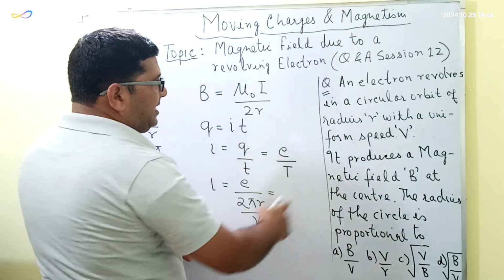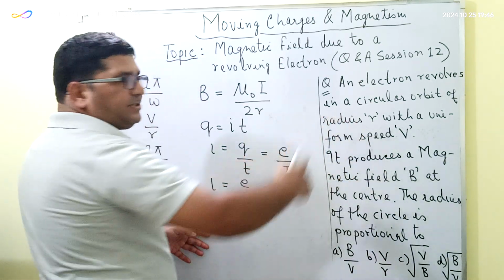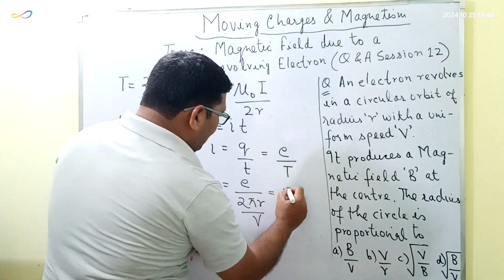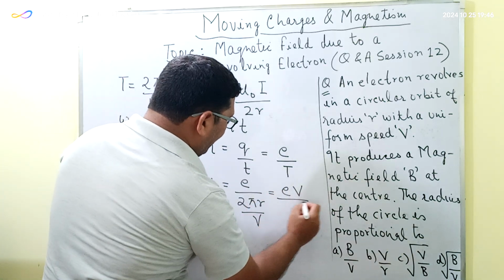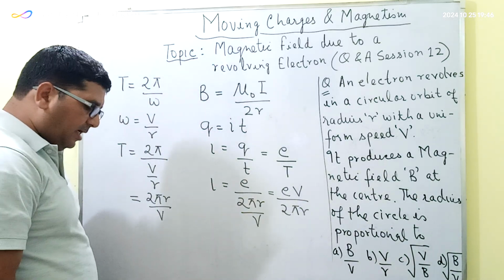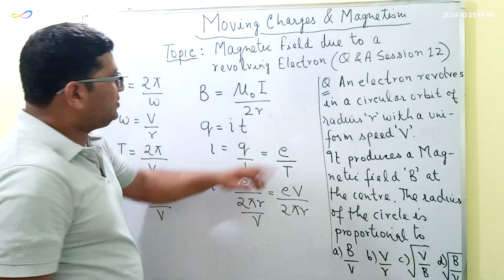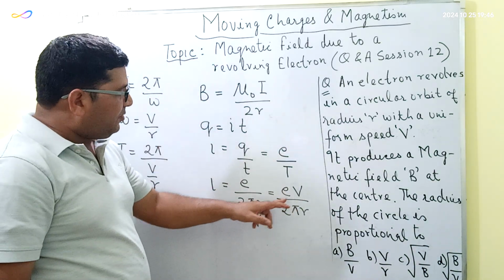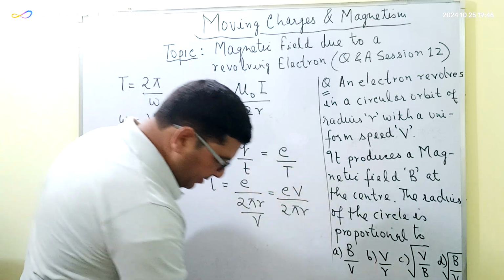And where v is what? It is the speed of this electron. So this will be equal to e into v divided by 2 pi r. So the current due to this revolving electron is equal to e v divided by 2 pi r.